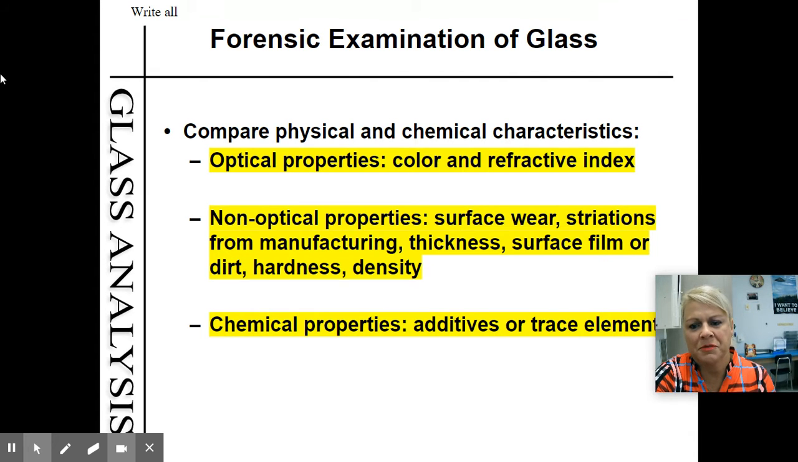And then you can also sometimes look at chemical properties, additives or trace elements. This is stuff that they may add to glass. For example, if they want to add a little color to it, they may add some additives to make it blue or pink or green.